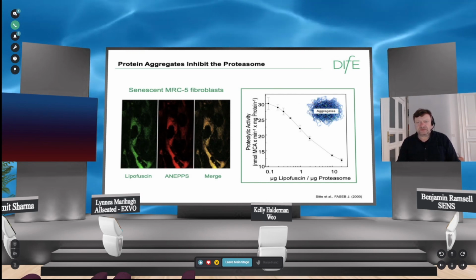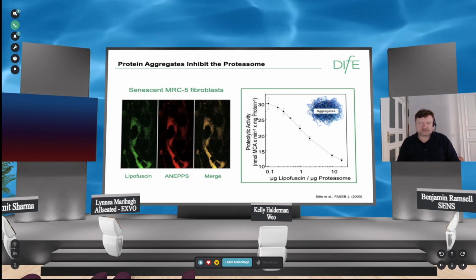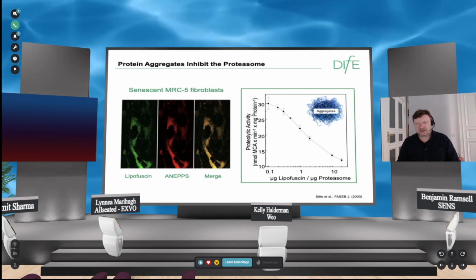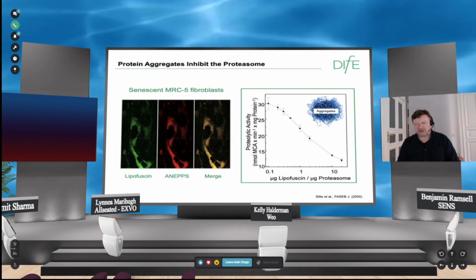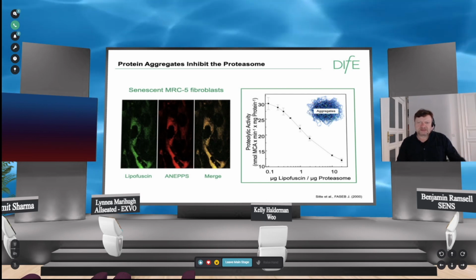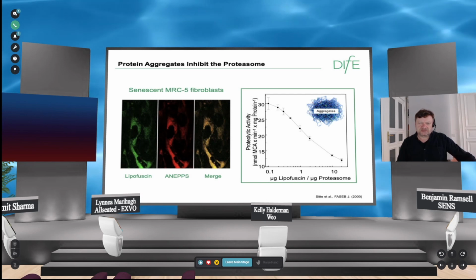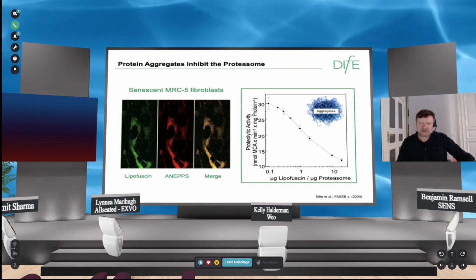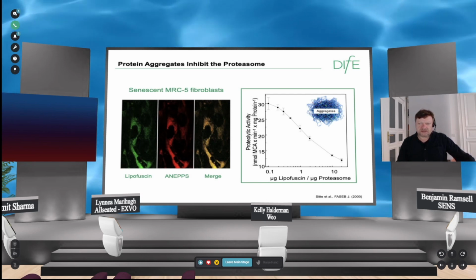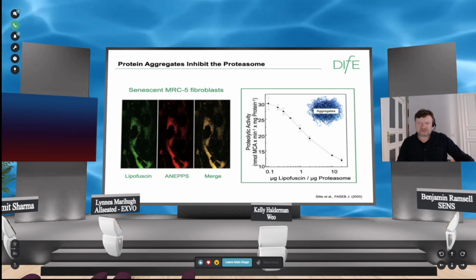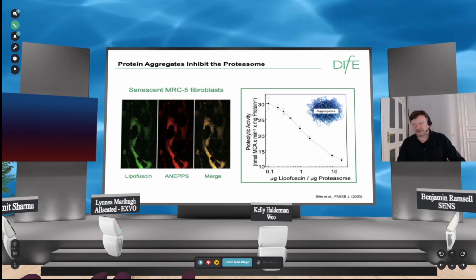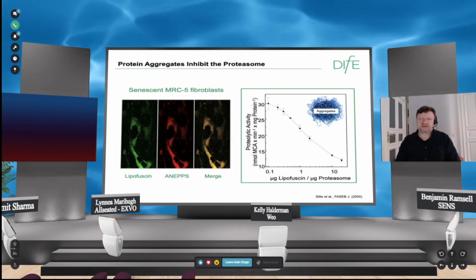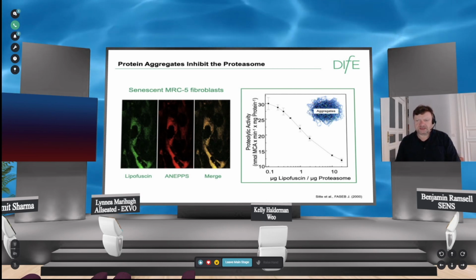But if there are too many damaged proteins and protein aggregates already, as you can see in this inhibition curve, these protein aggregates block the proteasome. That is something like a vicious circle: the cells accumulate more and more protein aggregates, their ability to degrade damaged proteins declines and declines, and basically you speed up the accumulation of protein aggregates.